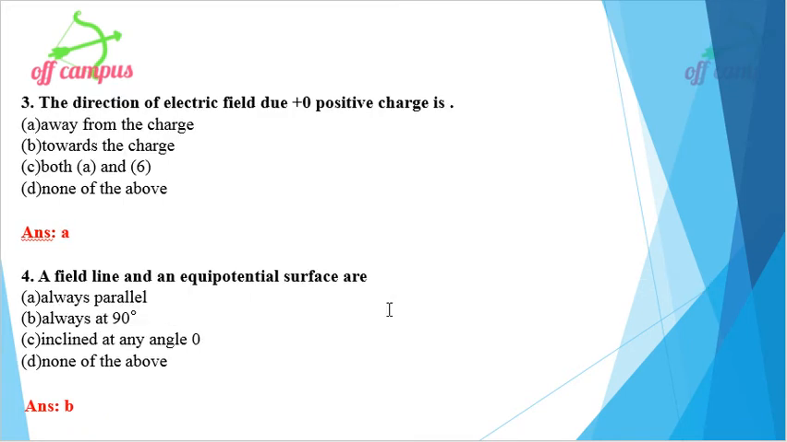Then move on to the next. The direction of electric field due to a positive charge is always away from the charge. Answer A, away from the charge. Then a field line and an equipotential surface are always at 90 degree. Answer B, always at 90 degree is the right answer for this question.